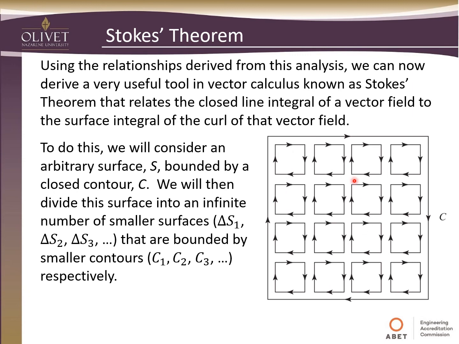So we have this surface here, S, and it's bounded or defined by this closed contour C. So we have C as our contour, and the whole area inside of it is S. We will then divide this surface into an infinite number of smaller surfaces, delta S. So this would be delta S1, delta S2, delta S3. They're still all totally enclosed by C. But they've also each got a smaller contour, C1, which is related to delta S1, C2, which is related to delta S2, and so on and so forth.